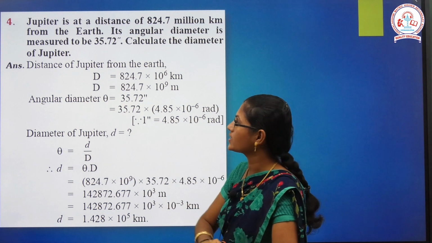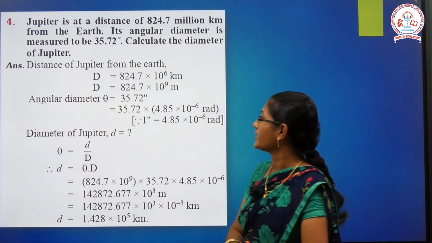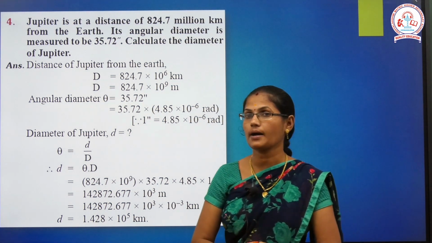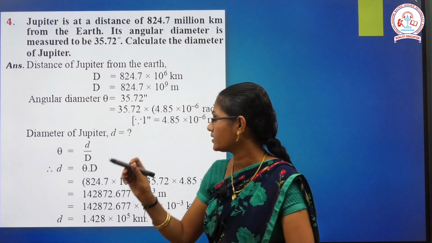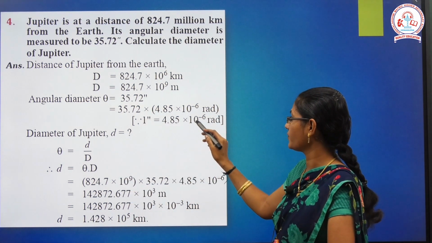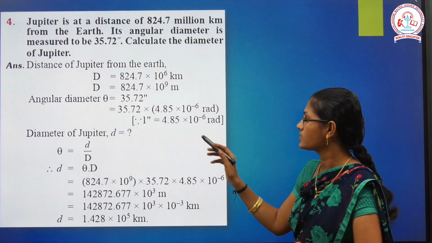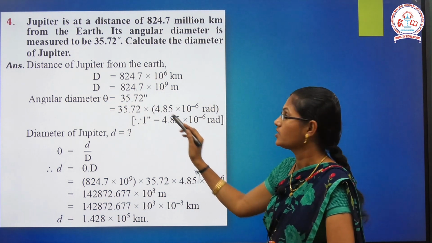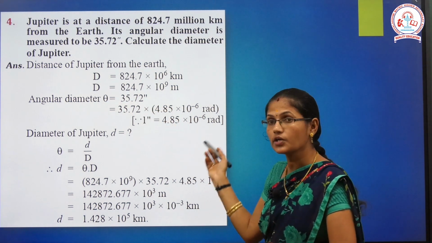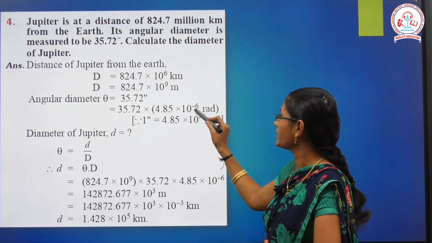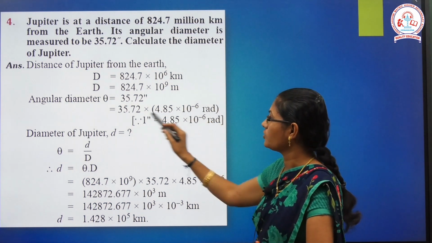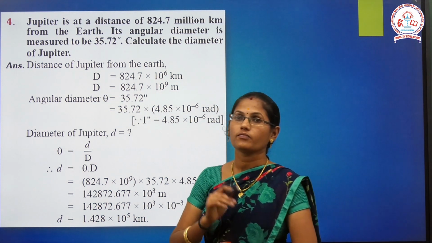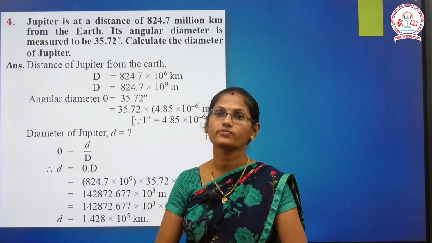And next one is the angular diameter, that is the theta value given, 35.72 seconds. We already discussed in this first chapter, seconds we have to convert to radian, that is 1 second is equal to 4.85 into 10 power minus 6 radians. This is the constant value to convert seconds to radian. So 35.72 seconds is converted into radian by multiplying by 4.85 into 10 power minus 6. Multiplying this value, we get the angular diameter theta. So what is the question in your problem? You have to calculate the diameter of Jupiter.